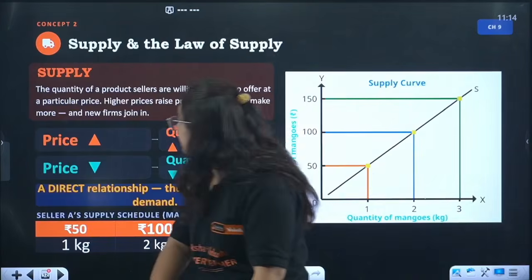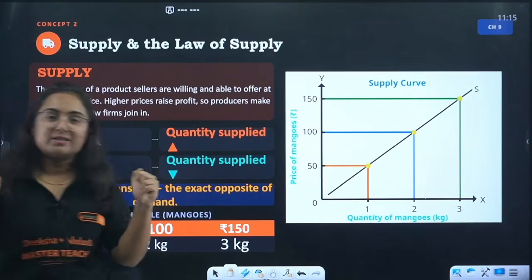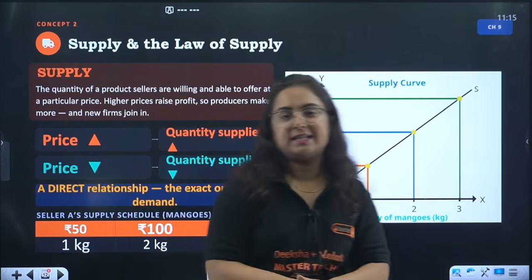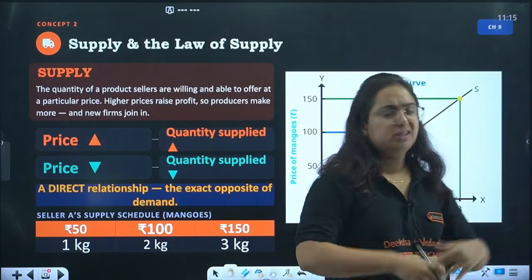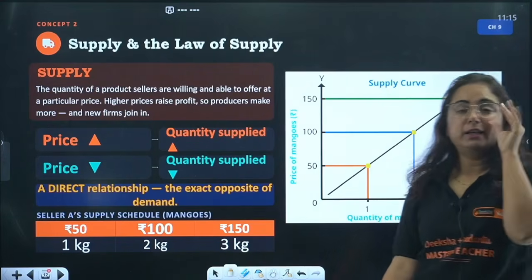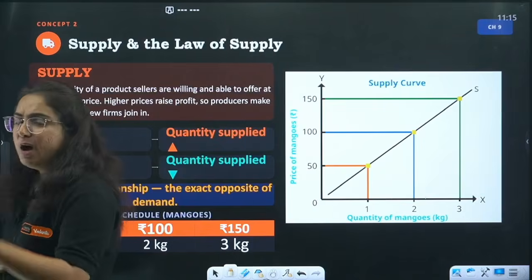Chalo, very good. Now moving towards the next pillar of this market puzzle, the price puzzle we have been studying since the start, and that is supply. The law of supply, as we studied demand and the law of demand. When I talk about supply, beta, what is supply?